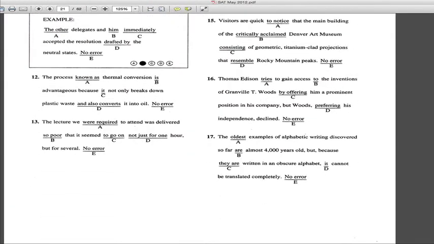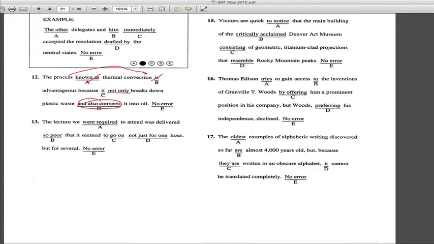Yay, error IDs. The process known as thermal conversion is the process is. Okay, makes sense. Cancel that. Advantageous because it not only breaks down. Not only, but also, so answer choice D. These are relatively very easy.